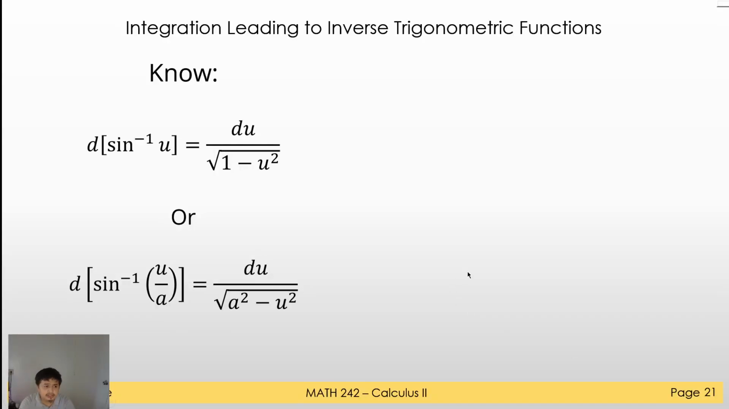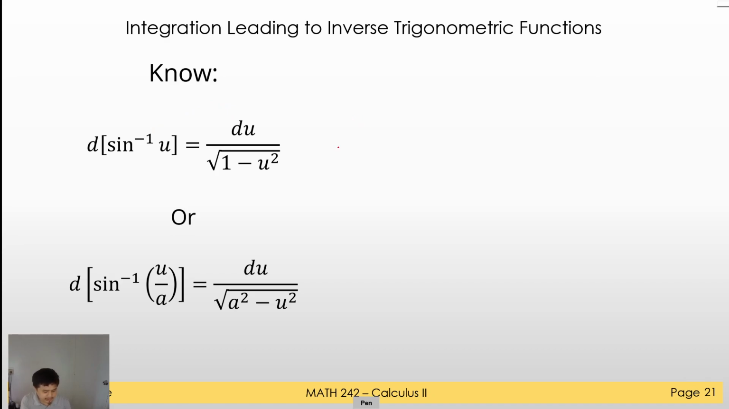Hi everyone. So let's now discuss the integration leading to inverse trigonometric functions. Let's say you have an integral that looks like this. If you integrate this, it will be just the inverse trigonometric function. Based on your calculus one, if you find the derivative of arcsine u, the derivative of arcsine u is du over the square root of 1 minus u squared.